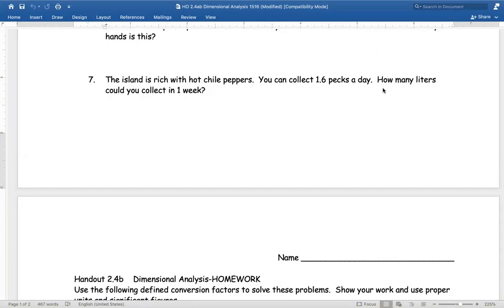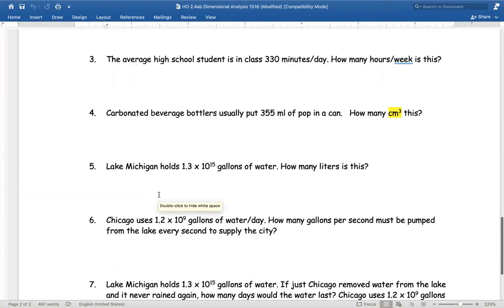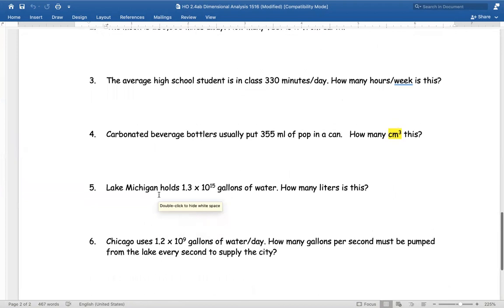And I wanted to compare this problem specifically with number 3 on the back. So number 3 is a twofer. Number 3 says the average high school student spends 330 minutes per day in a class, learning in a desk in a classroom. And now, again, this is pre-COVID. So this is back when we were going 5 days a week. How many hours per week is this?